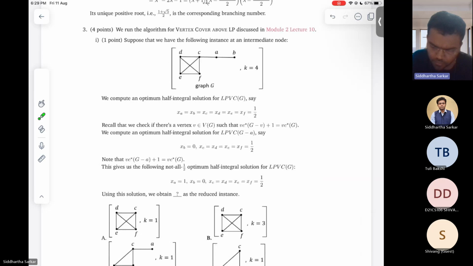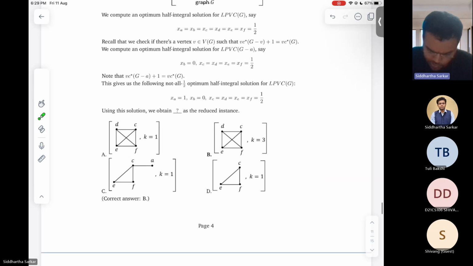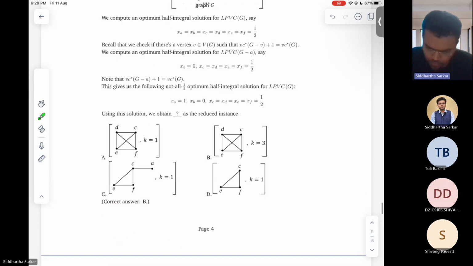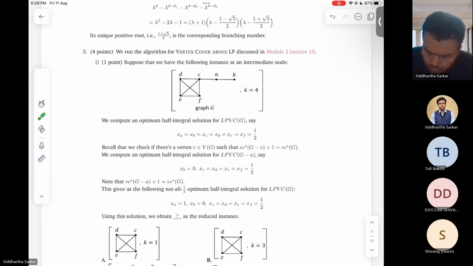Okay, so we have discussed this problem, vertex cover above LP. In fact, in the practice session, I have discussed a problem of exactly similar nature, of similar flavor. So I did not read this question. Let me quickly read it and then we can look at the solution. Suppose we have the following instance as an intermediate node, and the question is whether it has a vertex cover.